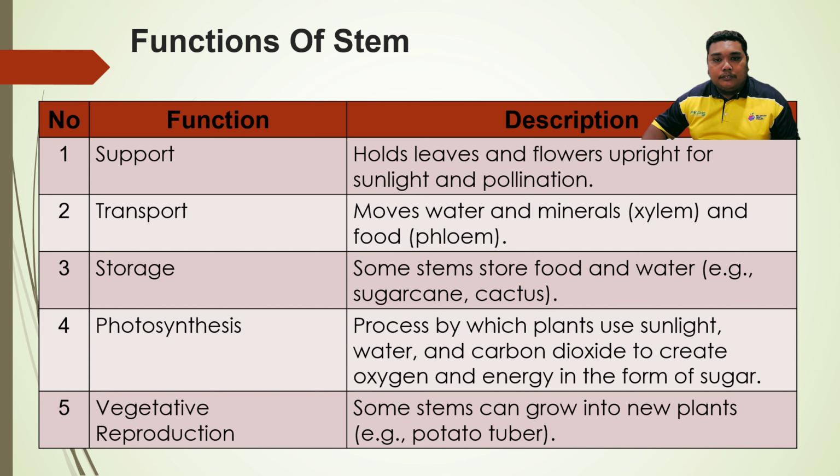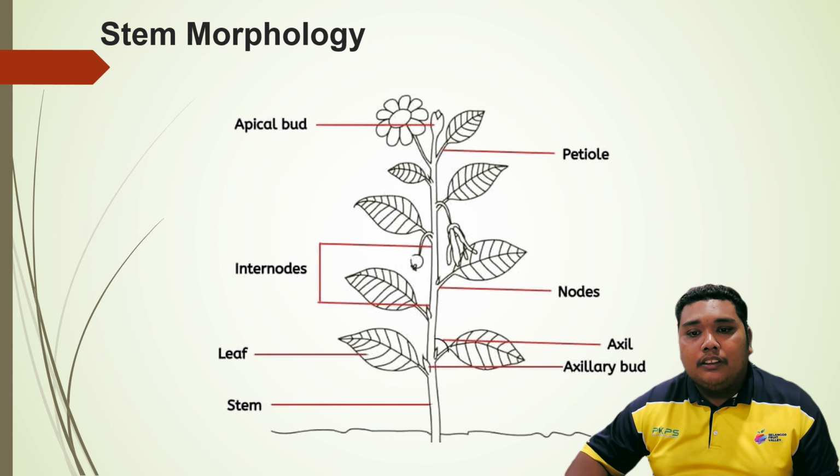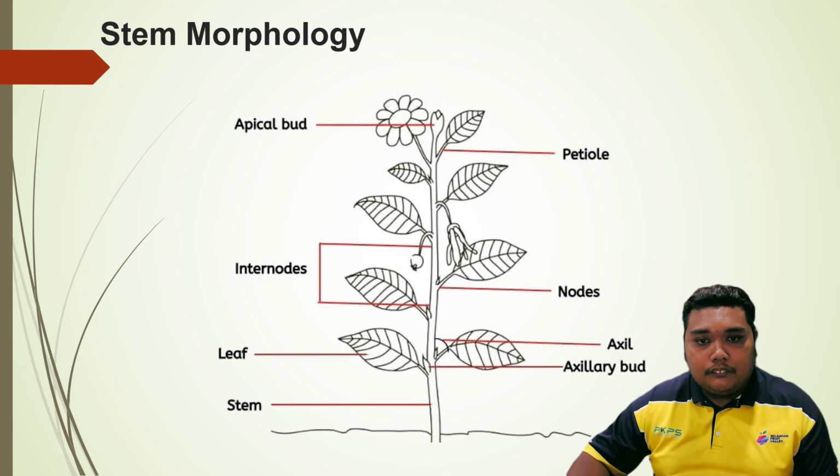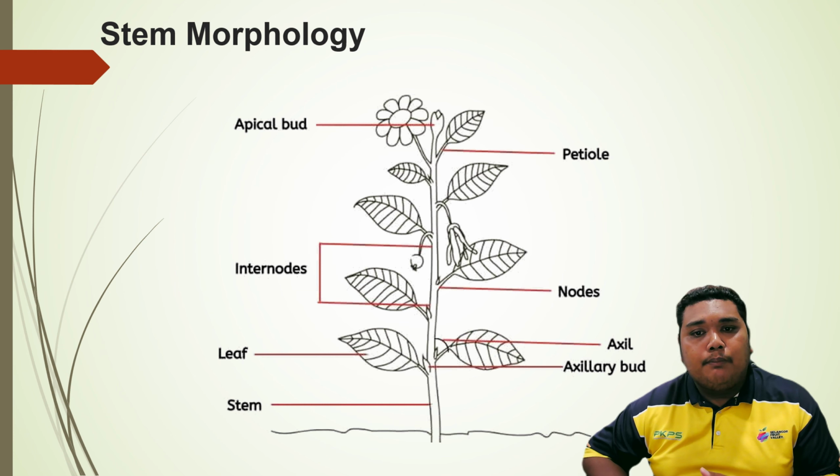Next, we go to stem morphology. So, as you can see, the parts of the stem include petiole, internodes, nodes, axil, axillary bud, leaf, and stem. Next, we go to stem anatomy.